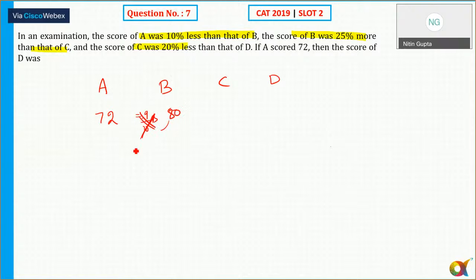We can do it orally here. The score of B was 25% more than that of C. So this 80 is equal to 5 by 4 times of C. So C will be equal to 64. The score of C was 20% less than that of D, so that means 8 by 10 times of D is equal to 64. So what is the score of D? That is 80. So another easy question here.